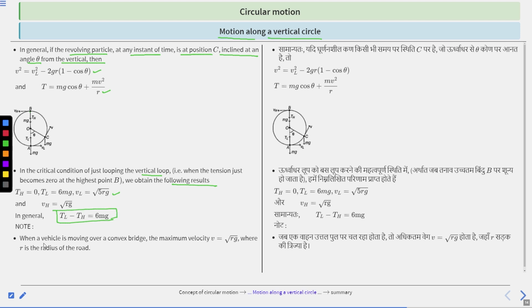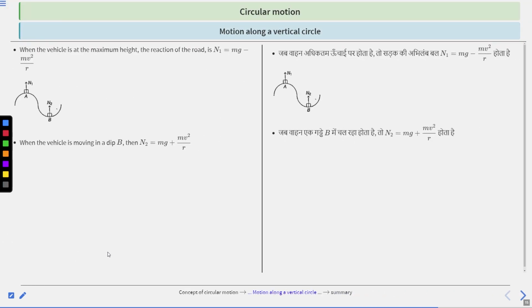When a vehicle is moving over a convex bridge, the maximum velocity v is equal to under root rg, where r is the radius of the road. Clear? Next, when the vehicle is at the maximum height, like this, the reaction of the road is N1, which is equal to mg minus mv square by r. And when the vehicle is moving at a dip, then N2 is equal to mg plus mv square by r. Clear? So this is N1 and this is N2. Clear?